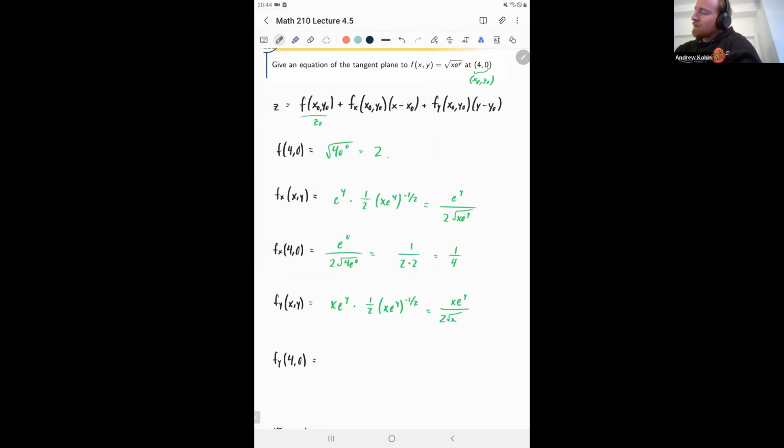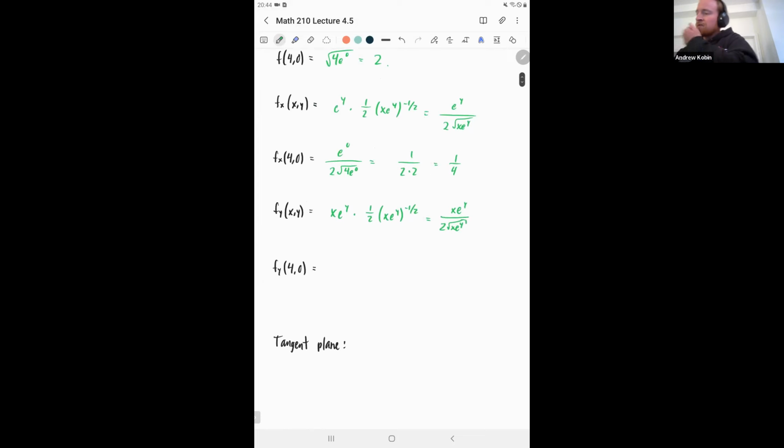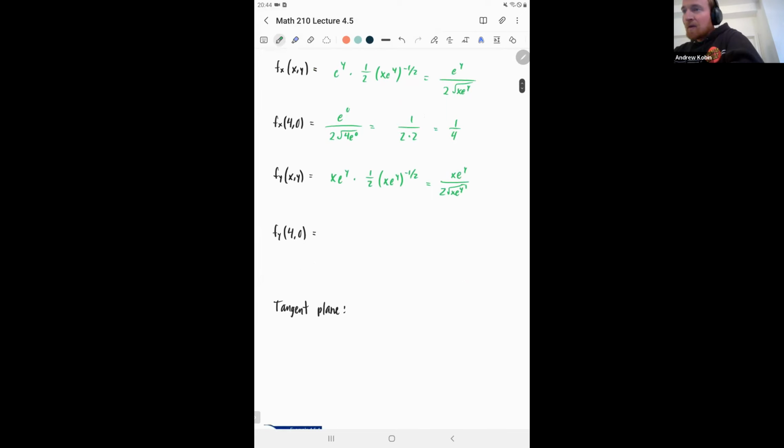2 times the square root of x e to the y. That's all under the radical, by the way. Good. So I think we're done with our function. We just need to assemble all these pieces in a moment.